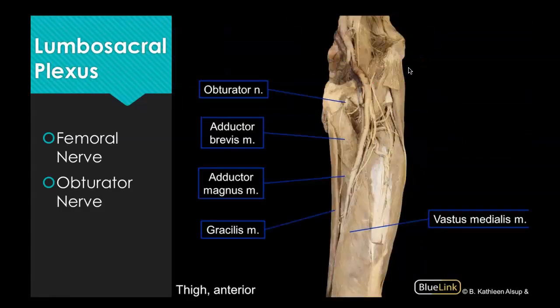And here we can see the obturator nerve. The obturator nerve courses through the obturator foramen, and here we can see it lying external or superficial to your adductor brevis, coursing down to give supply to the medial thigh muscles.